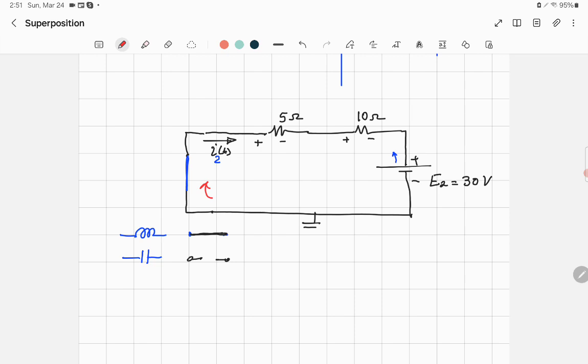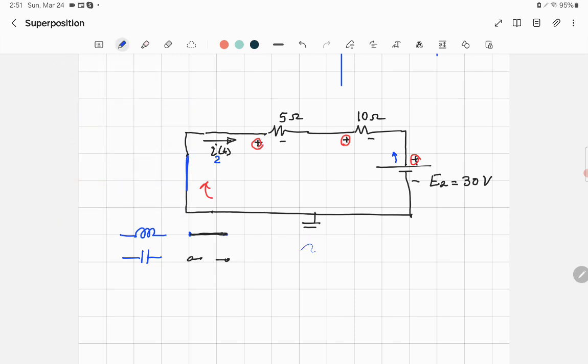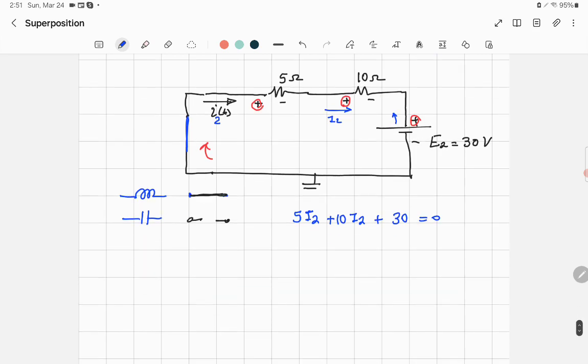So let's take the first polarity that I face. I'll write Kirchhoff's voltage law. You have positive 5 ohm times I2, and then positive 10 ohm times the same current I2, and positive E2, which is 30 DC, and that will be equal to 0. So 5I2 plus 10I2 is 15I2, plus 30 is equal to 0.